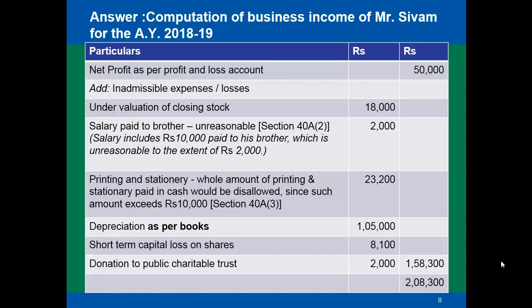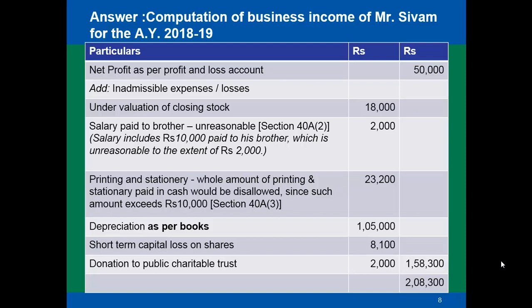Now let us look at the computation of business income of Mr. Sivam for the assessment year 2018-19. There was a net profit as per the profit and loss account which was given as 50,000. Now we will add some of the expenses which are inadmissible in nature or some losses.